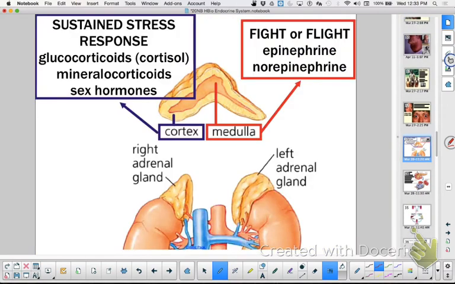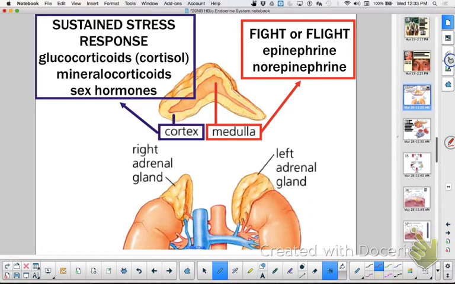Okay, long-term stress, adrenal cortex, that's your semester. Getting ready for a quiz, at the moment of the quiz is fight or flight. And that's adrenaline and noradrenaline.